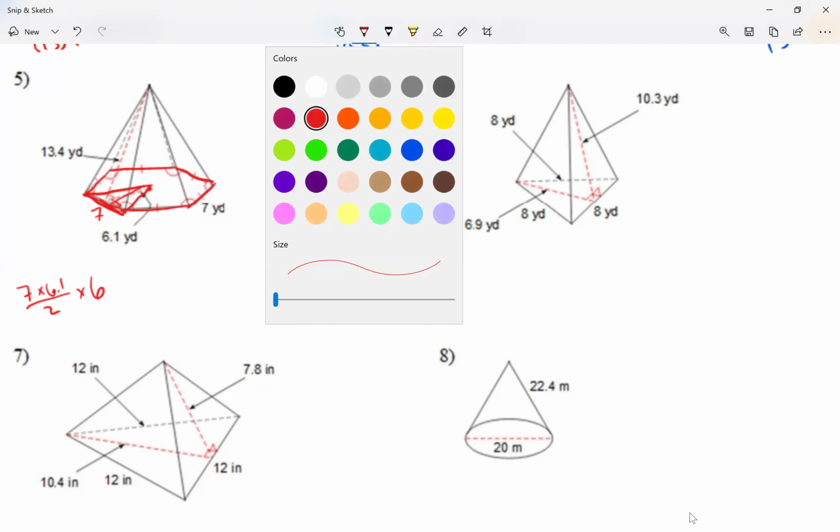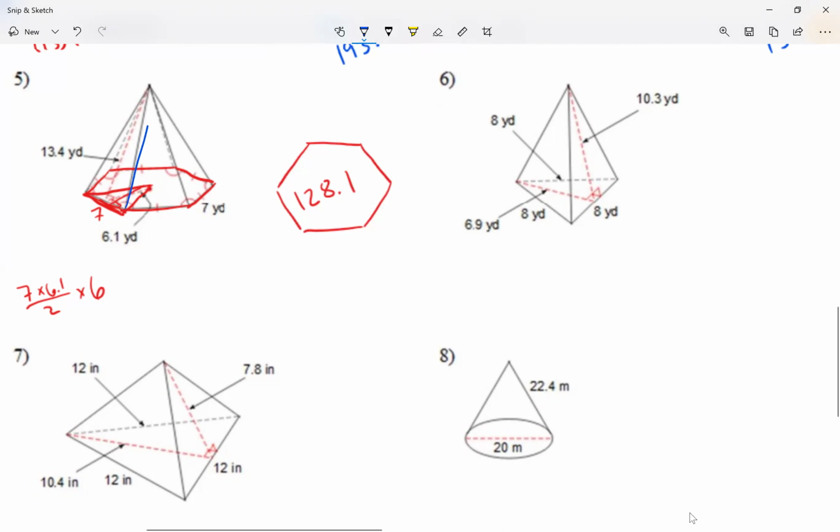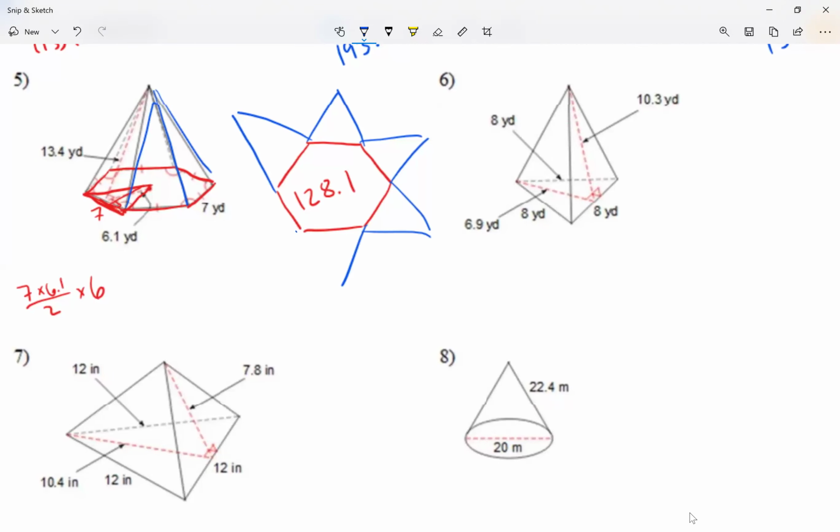Now, I've got to worry about the sides. The sides are triangles. So I'm going to do one triangle on each side of my base. There are 6 sides, so I'm going to do 6 triangles. Now for my triangles, let me focus on my triangle. Let me erase this real quick.